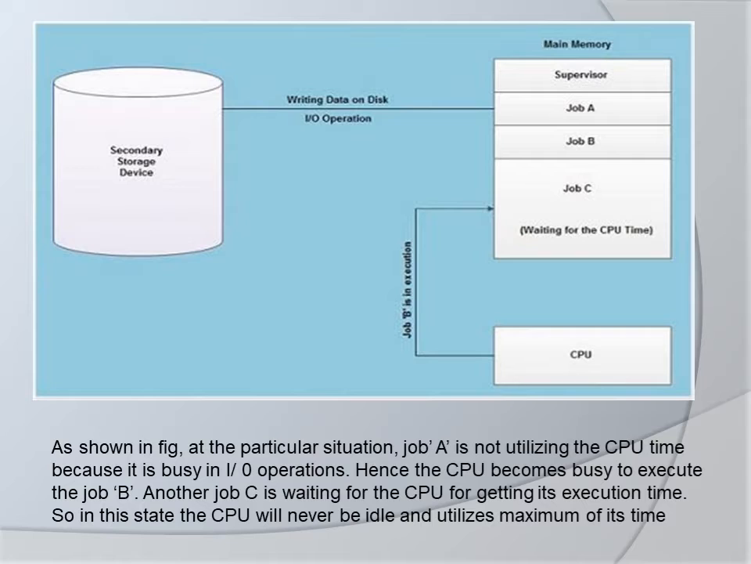As shown in the figure, in this particular situation, job A is not utilizing the CPU timing because it is busy in input output operations. As it wants to write something, it requires the input. So it is waiting over there. Hence, the CPU becomes busy to execute job B. So in this situation, job A is waiting for the input output operation, job B is under execution by the CPU, and another job C is waiting for the CPU to get its execution time.